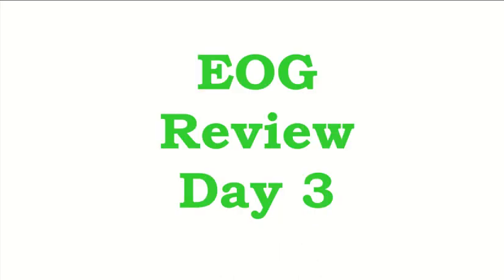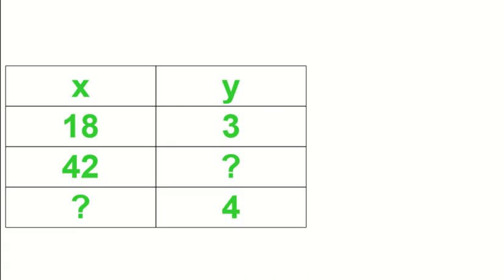All right, day 3 of EOG review. One of the things you have to do is find missing numbers for a table. Usually they give you multiple pairs that you can use. For this one here, I only gave one, so you got to use this right here. I have both a missing X value and a missing Y value.